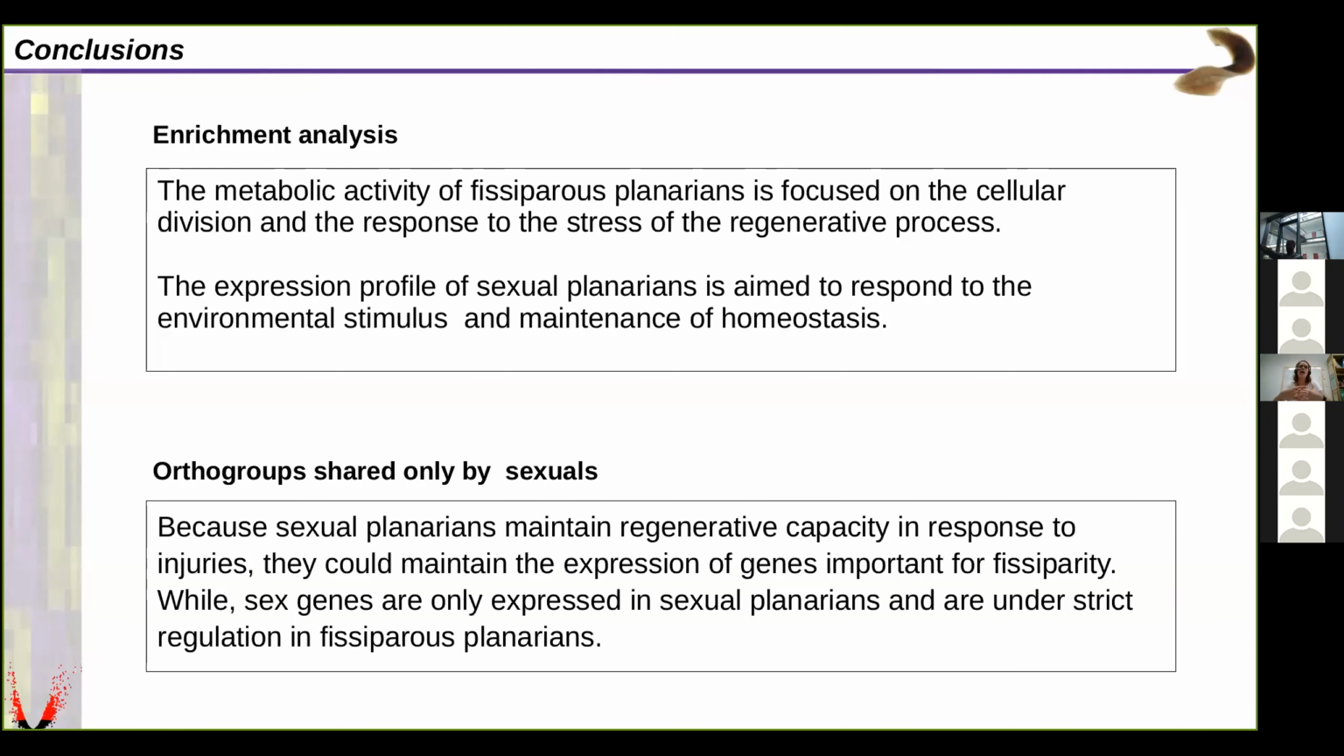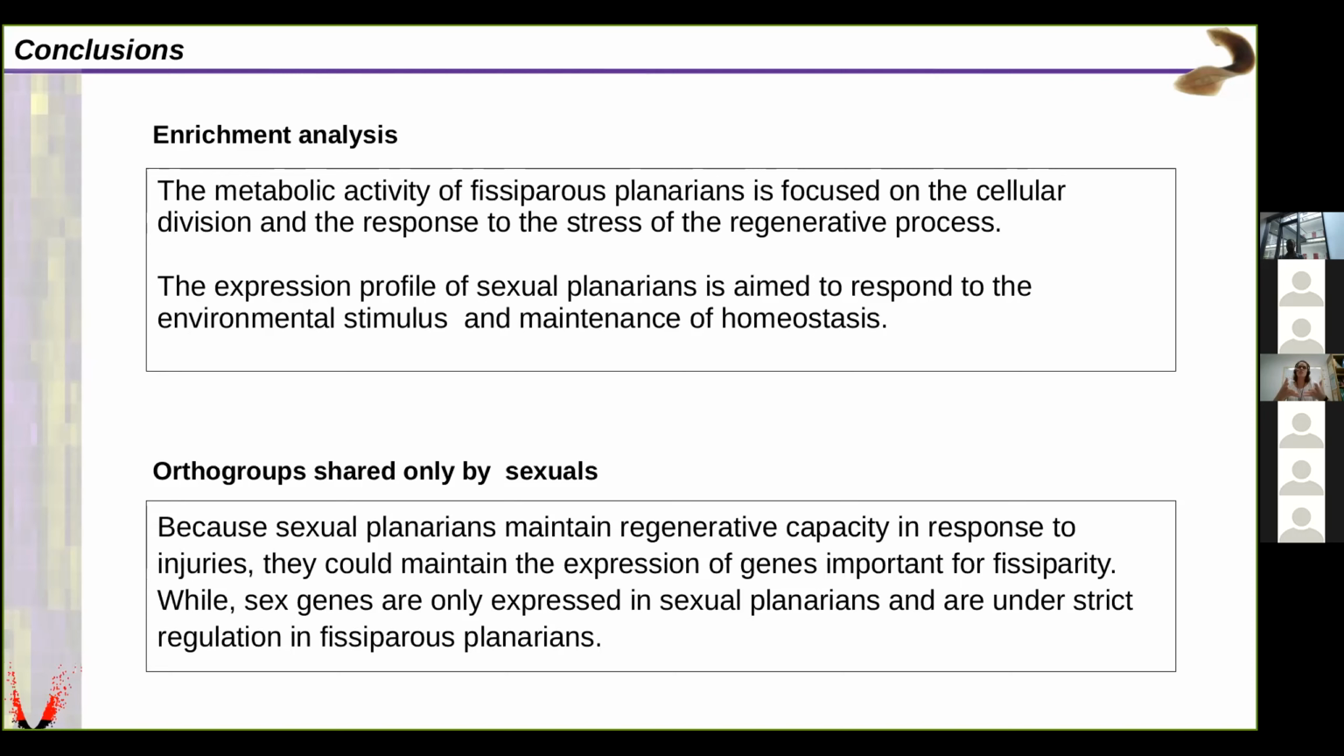In addition, because sexual planarians maintain regenerative capacity in response to injuries, they could maintain the expression of genes important for fissiparity, while sex genes are only expressed in sexual planarians and are under strict regulation in fissiparous planarians.